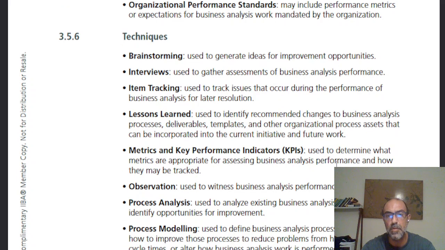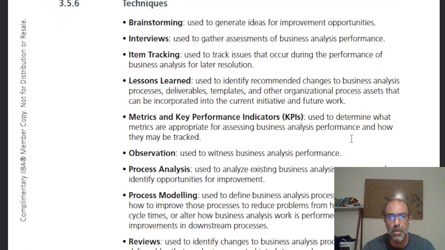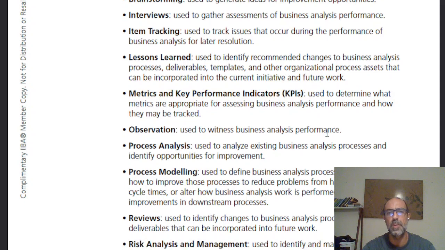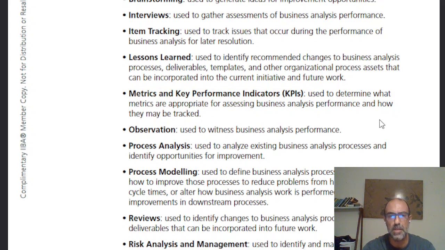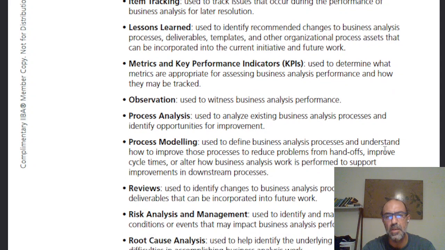Interviews, used to gather assessment of business analysis performance. Justifiably, all of these are kind of give-me-feedback style. Item tracking, used to track issues during business analysis performance for later resolution. Lessons learned, used to identify recommended changes to business analysis processes, deliverables, templates, and other organizational process assets that can be incorporated into the current initiative and future work. Metrics and key performance indicators, used to determine what metrics are appropriate for assessing business analysis performance and how they may be tracked. Observation, used to witness business analysis performance.